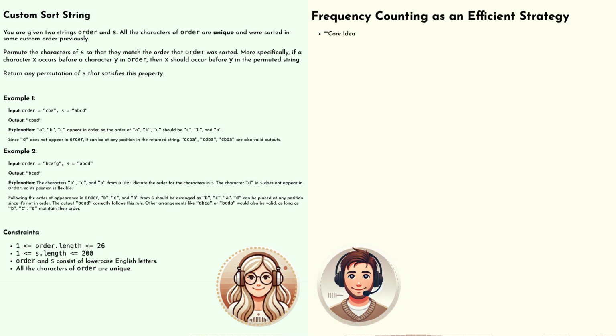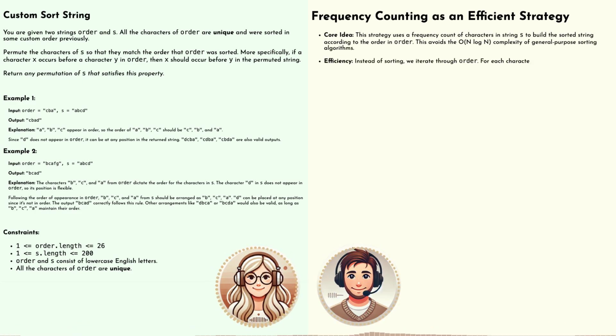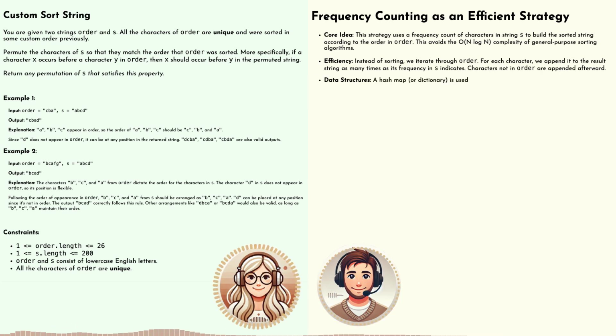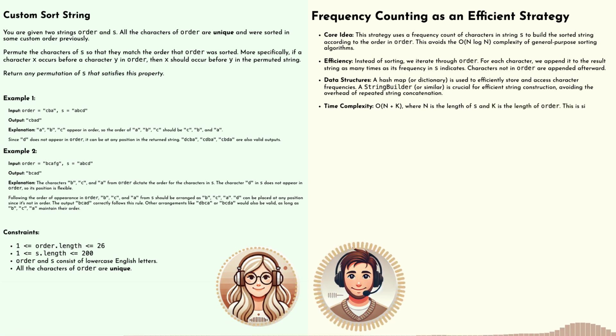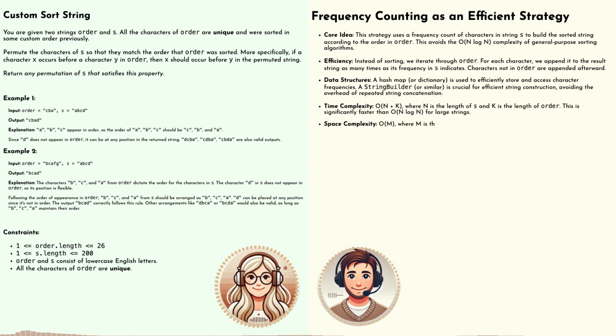I've heard of this thing called frequency counting. Is that it? That is a much more efficient strategy. The idea is to tally up how many times each character appears in S and store this information in a table or a map. So we're taking stock of all of our characters first. Yeah, exactly, you got it.